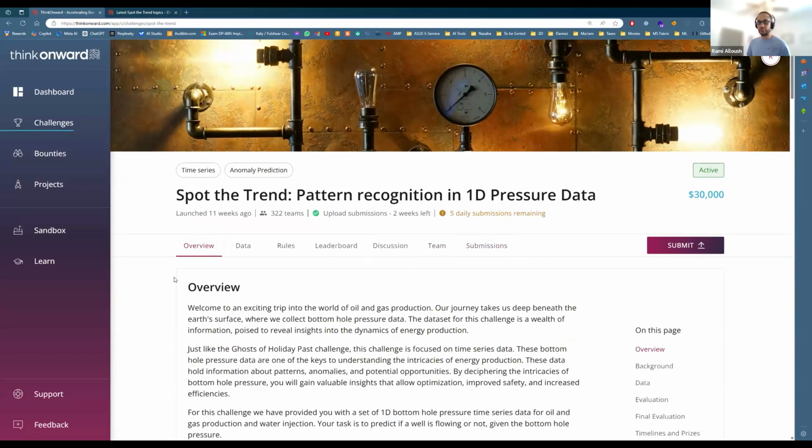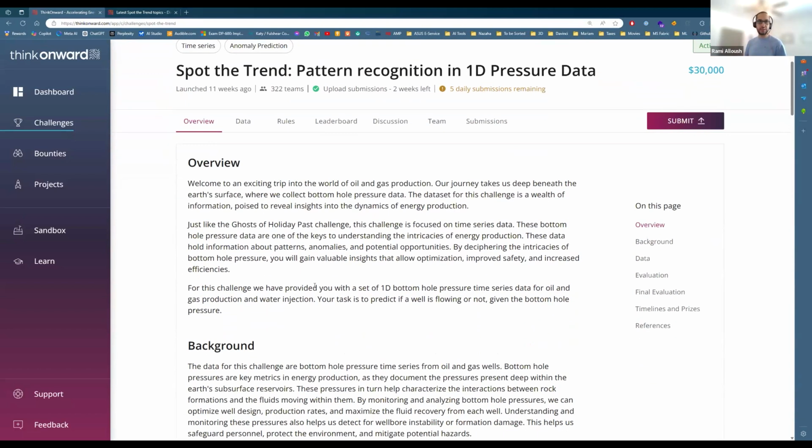So let's start. Overview. What is this challenge about? I read it out loud together, and then hopefully explain if something is not clear. And please utilize the Q&A to post anything that's not clear to you. Welcome to an exciting trip into the world of oil and gas production. Our journey takes us deep beneath the Earth's surface, where we collect bottom hole pressure. So you should know what bottom hole pressure is. It's the pressure that we measure at the bottom of the well, in front of the sand face. It's in front of the reservoir inside the wellbore.